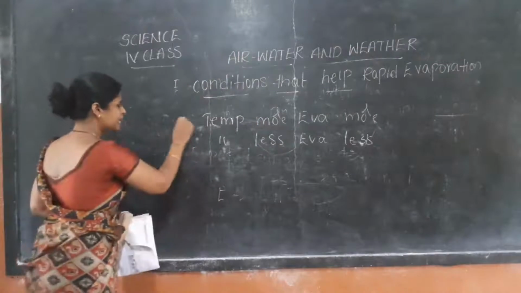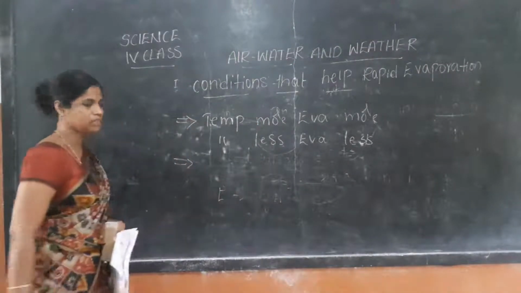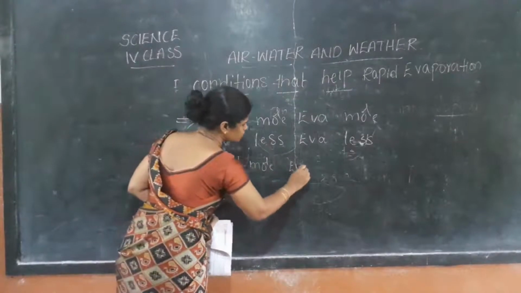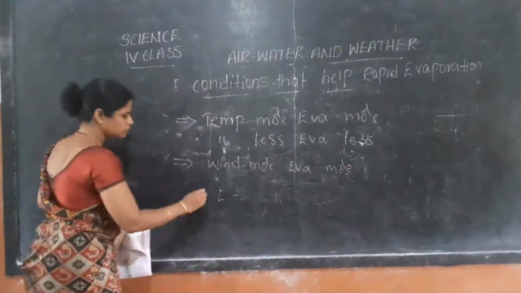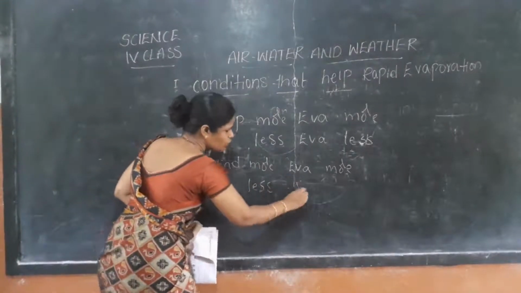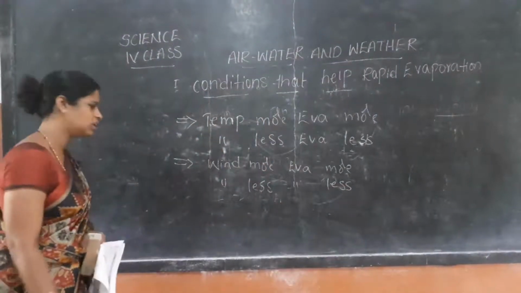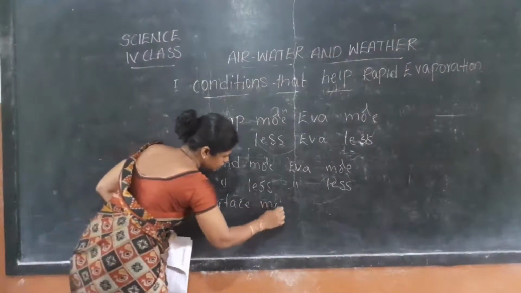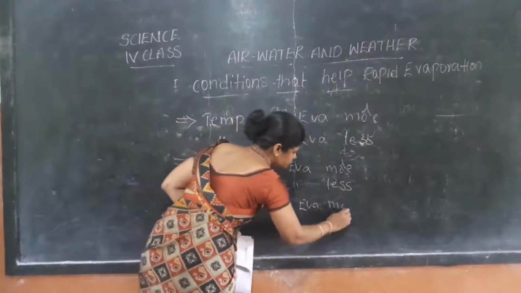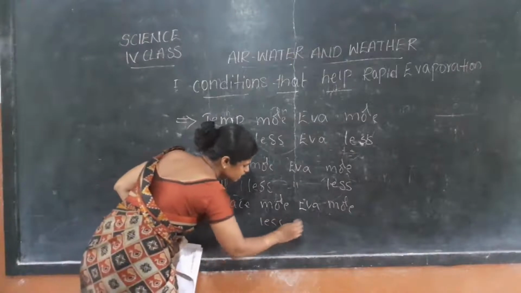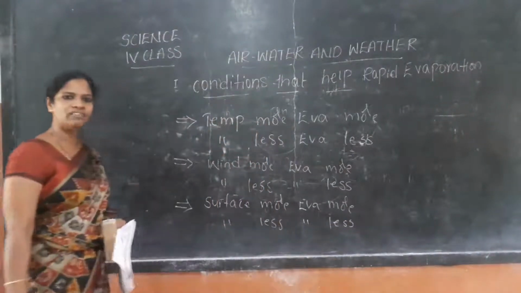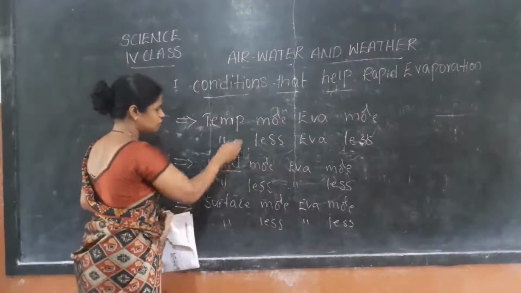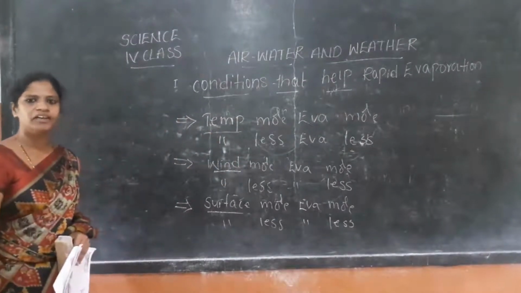Second one, what is the second one we have learnt? Wind. If there is more wind, what is more, students? Evaporation is more. If wind is less, evaporation is also less. Next one is surface area. If surface area is more, evaporation is more. If surface area is less, evaporation is less. That is what we have learnt in today's class, students. What are the factors that affect evaporation? Temperature, wind and surface area.